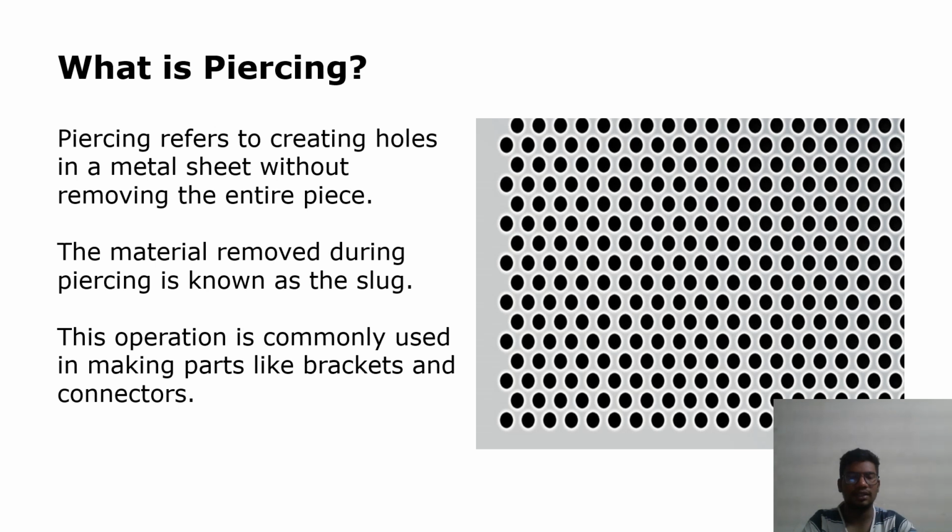What is piercing? Piercing is performed to create holes in the metal sheets without removing the entire piece. The material removed during piercing is known as the slug. These operations are commonly used to make parts like brackets and connectors.